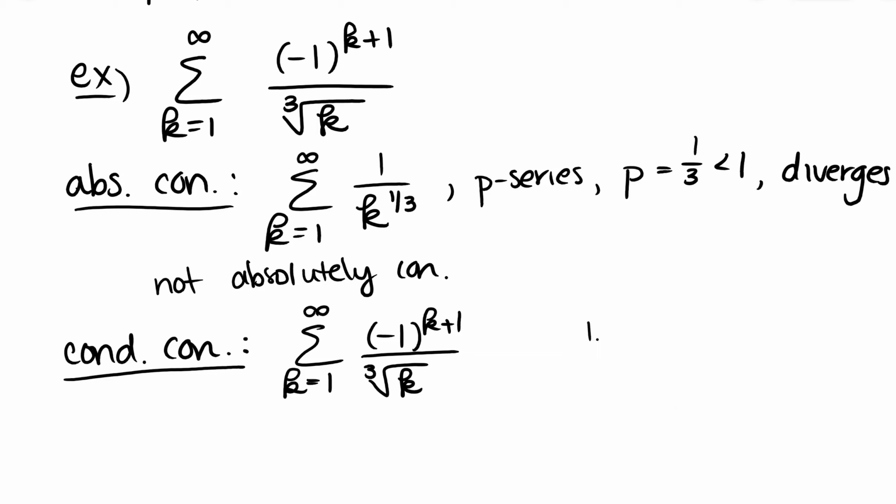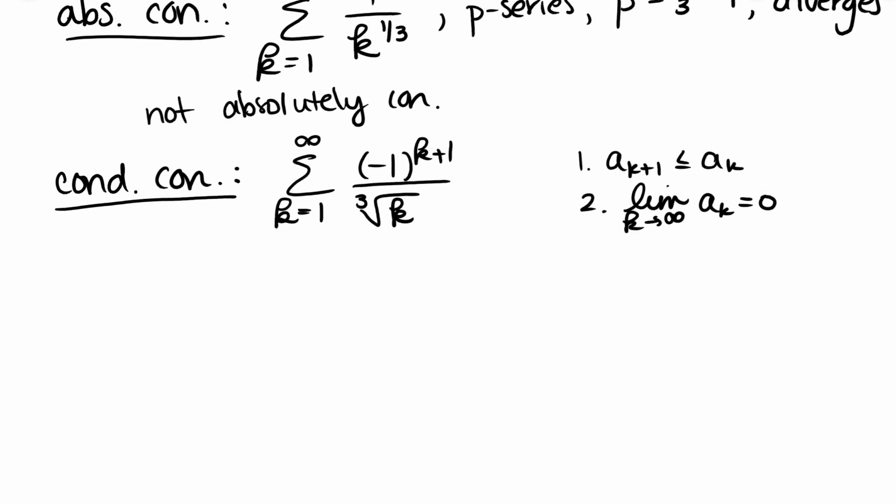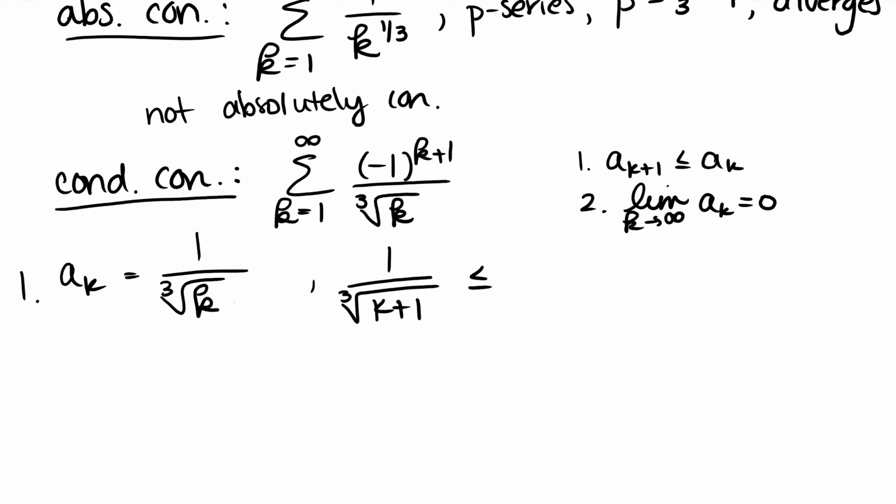So what are the two conditions again? I need to show that a sub k plus 1 is less than or equal to a sub k, and I need to show that the limit, I think it is going to converge conditionally, that the limit of a sub k is 0. All right, so what do we have here? My a sub k is 1 over the cube root of k. So for number 1 here, I can just state, what would a sub k plus 1 be? It'd be 1 over the cube root of k plus 1, which must be less than 1 over the cube root of k, because the denominator is bigger here than it is here, and so it must be smaller.